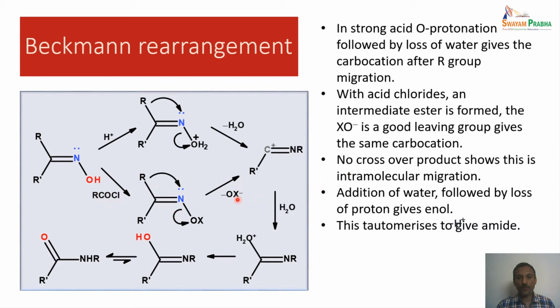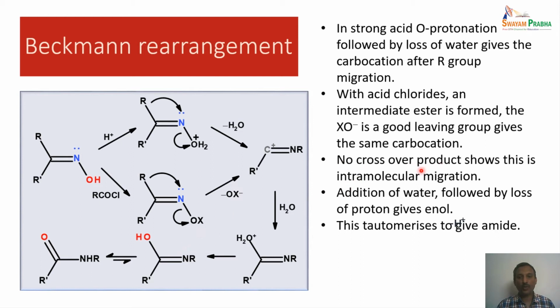So after the formation of this carbocation, it is treated with water to give this particular intermediate, and this intermediate loses a proton to give the enol, and this enol finally tautomerizes, because this enol is quite unstable. So this undergoes tautomerization to give the final amide derivative. So this is how the overall Beckmann rearrangement takes place.